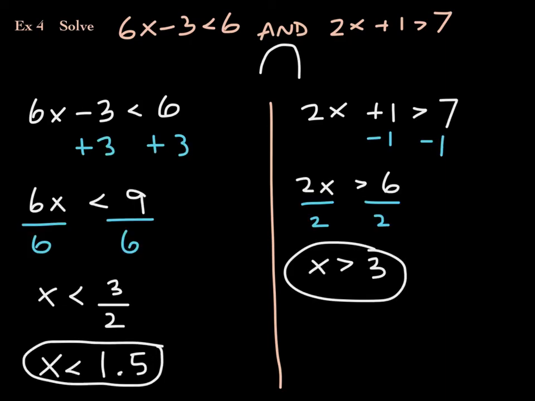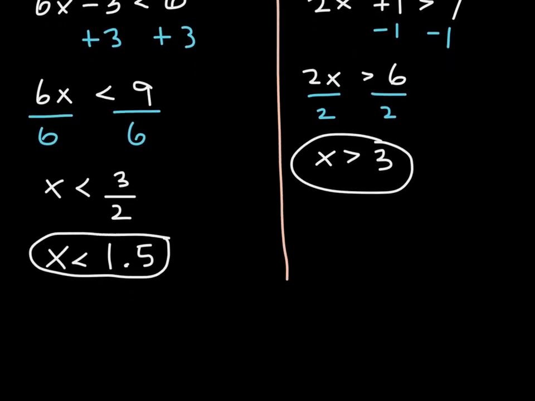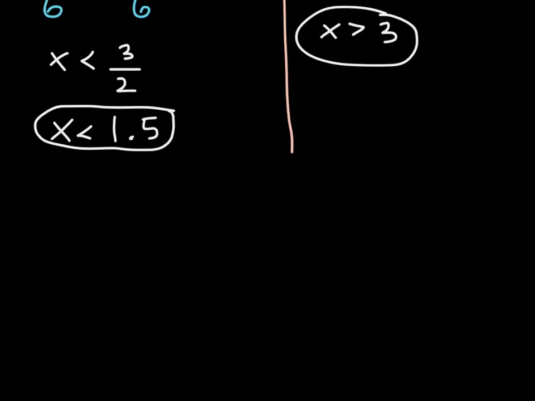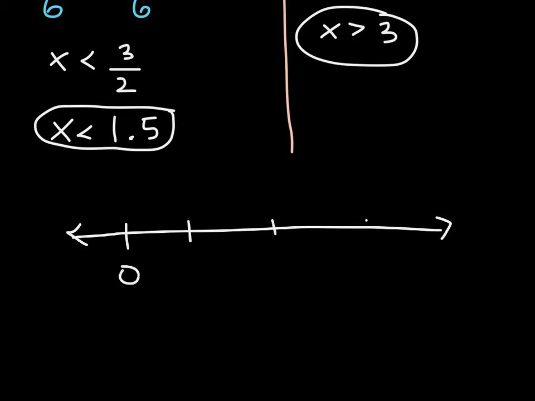All right, I wonder how you did. I got x is less than 1.5. Once you simplify 9/6, it's 1.5 or 3/2, right? And x greater than 3. Now, I want you to realize that your answer is no solution. Let's see a picture, and maybe this might help us understand why that is the answer.